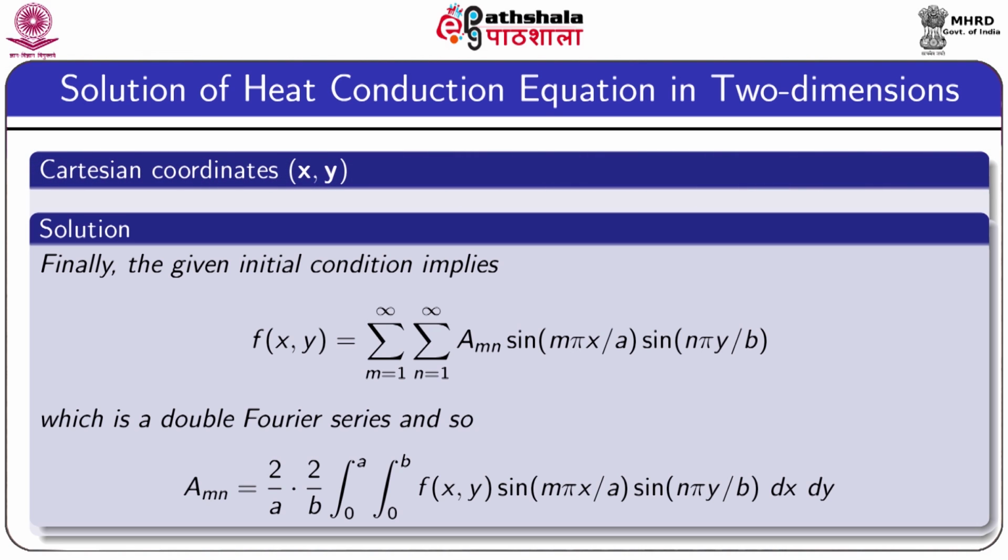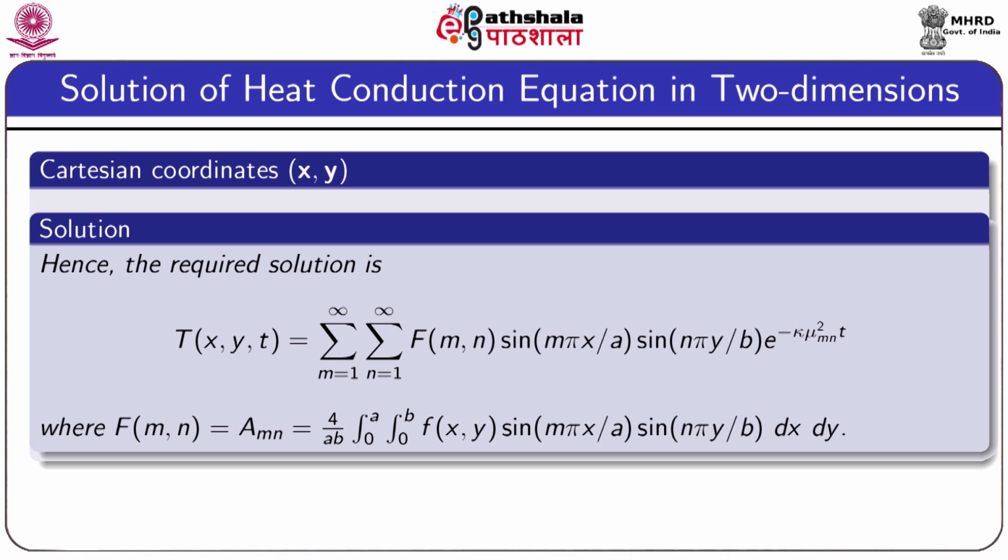So, to obtain a mn, we can use the orthogonality property of the sine series. Using that, we can obtain the values of a mn as a mn equals 2 by a into 2 by b into the integration from 0 to a and 0 to b of f sin(m pi x by a) sin(n pi y by b) dx dy. Thus, the solution can be written as capital T is sum over m, sum over n, capital F mn sin(m pi x by a) sin(n pi y by b) e to the power minus kappa mu mn square t, where capital F mn is nothing but capital A mn, and the expression for capital A mn is given in the slide.